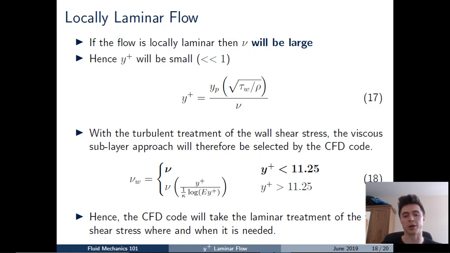Because the value of y plus is small, the near wall kinematic viscosity there will be taken as the value of the laminar kinematic viscosity locally at that wall position. So what that means is that the CFD code is very clever, and it will take the laminar treatment at the wall when and where is necessary. So we'll use the same setup as we would for a globally turbulent flow, and the CFD code will automatically take the laminar value where the flow is locally laminar.